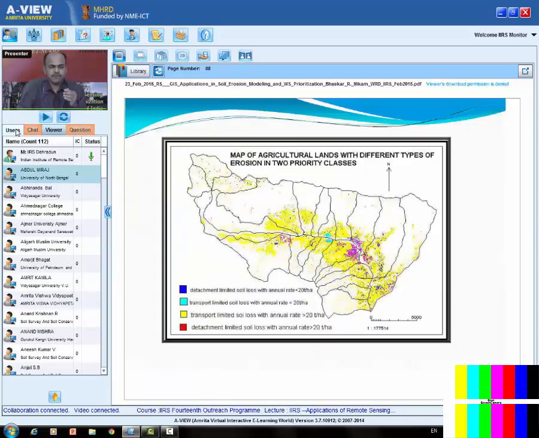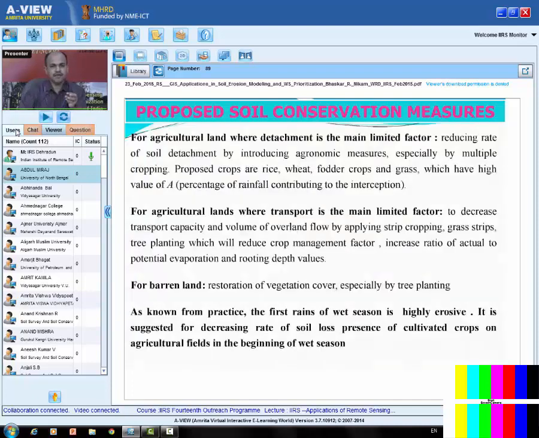And then we try to see under what category, under what soil type the erosion is high, so that we can suggest some measures. So we can say there are three categories. For agricultural land where detachment is the main limiting factor, where the soil loss is limited because of detachment and it is high, we can try to implement measures due to which the detachment of soil will be less. So all those will be the agronomic measures.